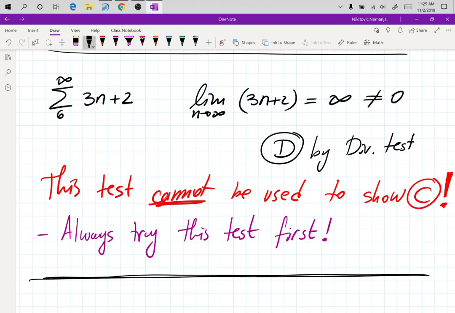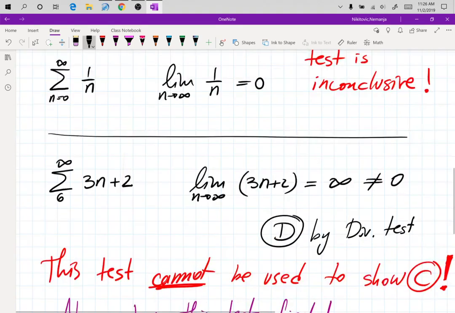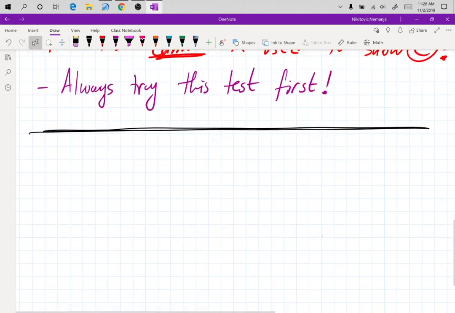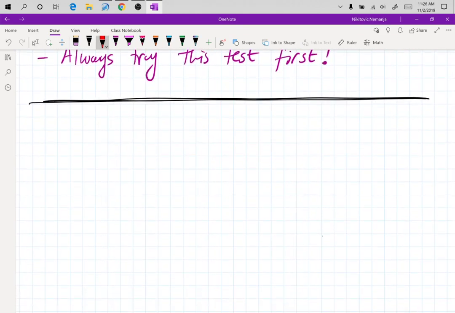So the nth term test, or the divergence test, you saw it's very easy. If the limit of the sequence inside the series is not 0, the whole series diverges immediately. Make sure you know that it cannot show convergence ever. At best, it can be inconclusive, like in this example, and we are done with that test. The next one is the integral test.